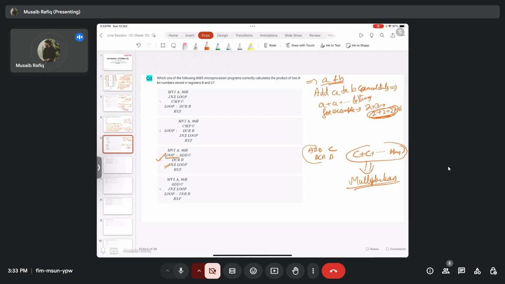So I have C, I am adding C, then I am decreasing the contents of B. I am decreasing the contents of B and unless it becomes 0, I'll keep going. So C will be added B times. So that is your multiplication of C cross B. Got it?